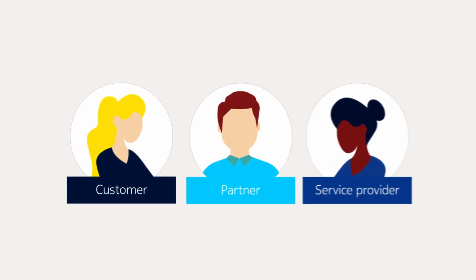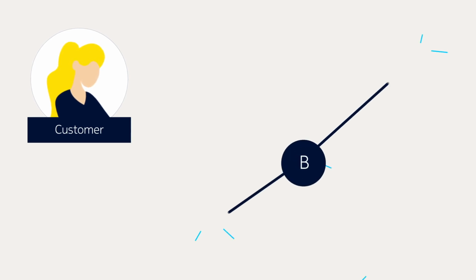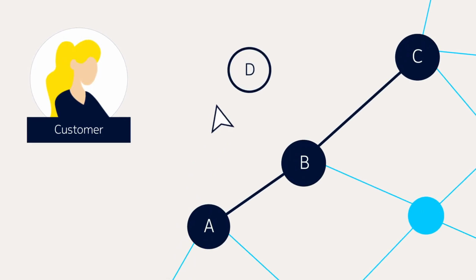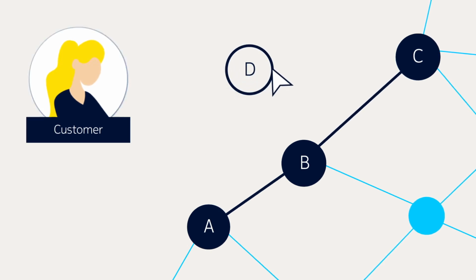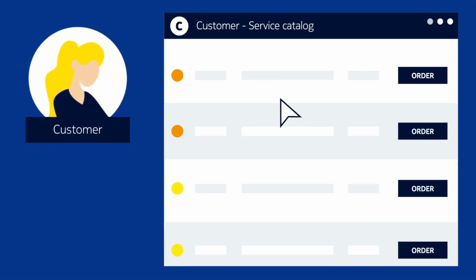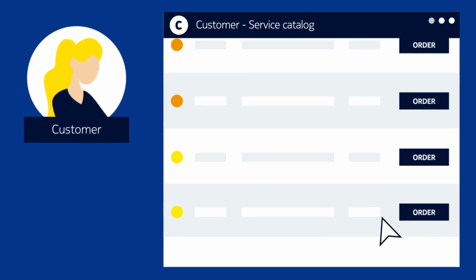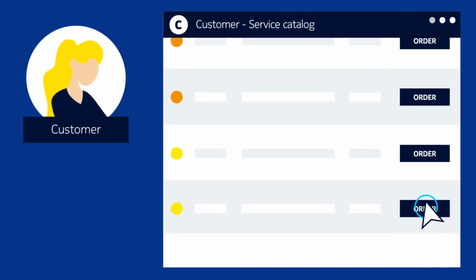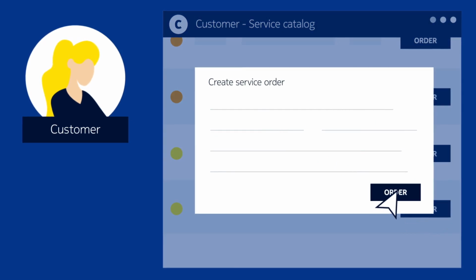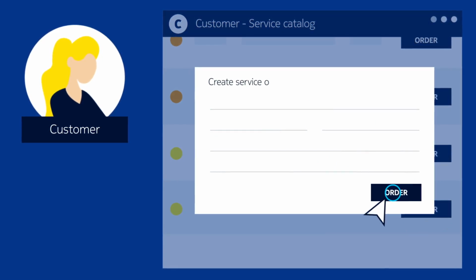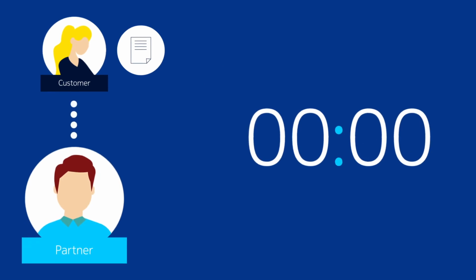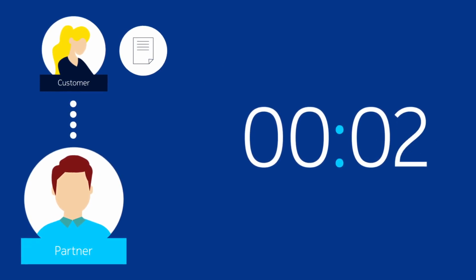For example, a partner's customer wants to extend its data center network to include a new location. The customer selects services from a catalog that the partner has customized using standardized service definitions. The customer then fills in the details of the service request and places the order, typically reducing the service order fulfillment time from days to minutes.